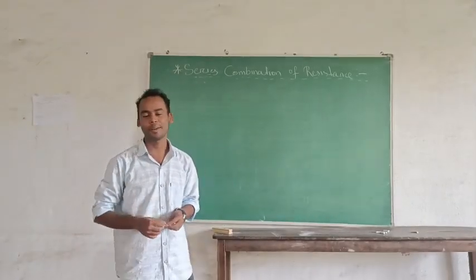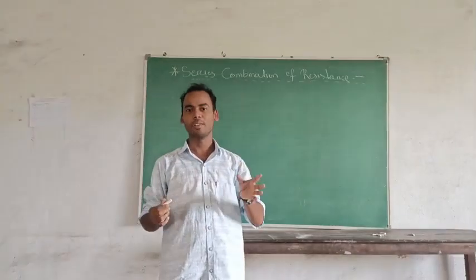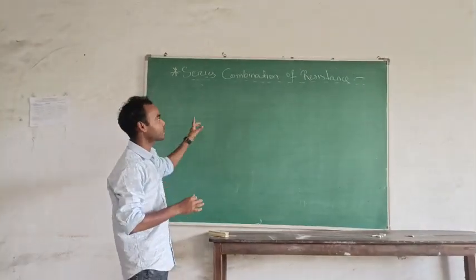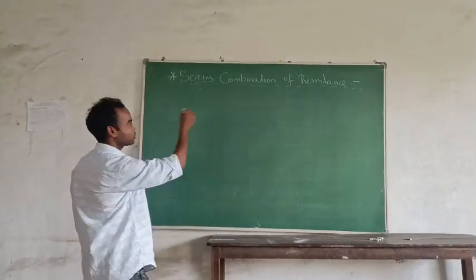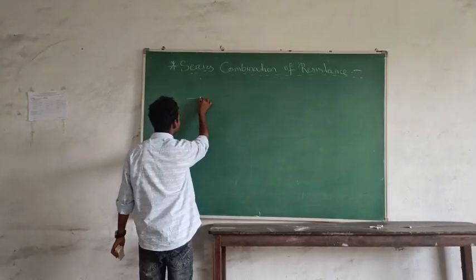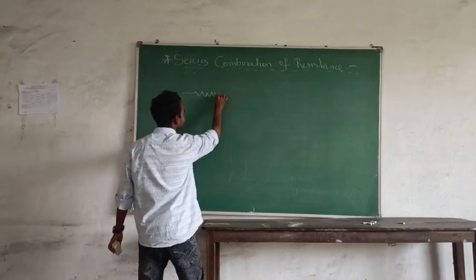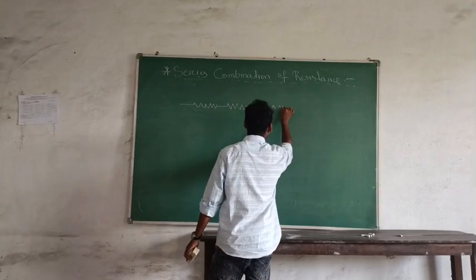We are going to discuss the series combination of resistance and how current and voltage division happen when the resistors are connected in series. So let us start with the series combination of resistance. For the series combination, let us assume three resistances connected in series.